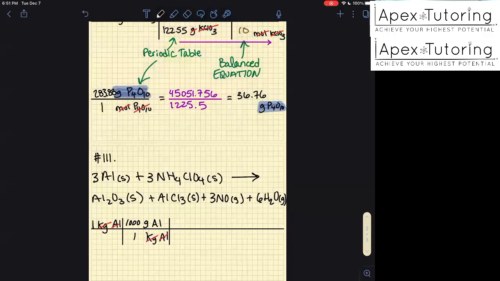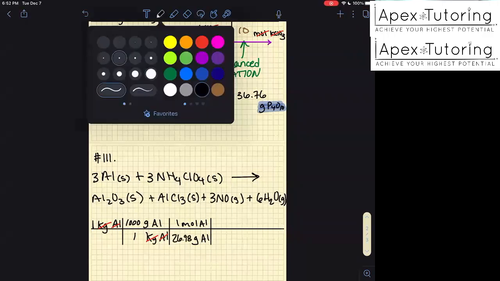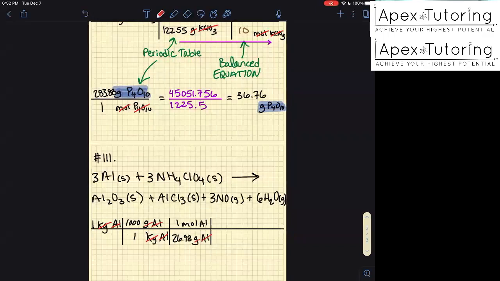What should we do next? Turn it to moles. Okay, how? What do we do? We need to find the mass in grams from the periodic table. Okay, what units go on bottom? Grams of aluminum. Perfect. And what units go on top? 1 mole of aluminum. Perfect. And then we've got to figure out grams of aluminum. So tell me what you get there. Is it just 26.98? Mm-hmm. All right. And then, of course, we have to remember to cross off our units, follow our units. Now we're in moles of aluminum. Okay. What should we do next?